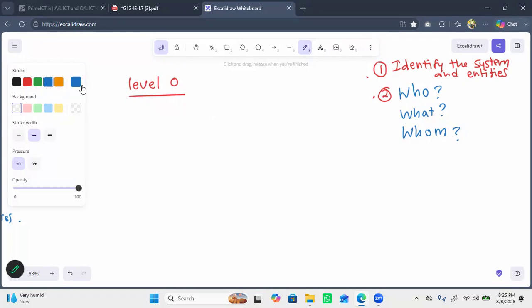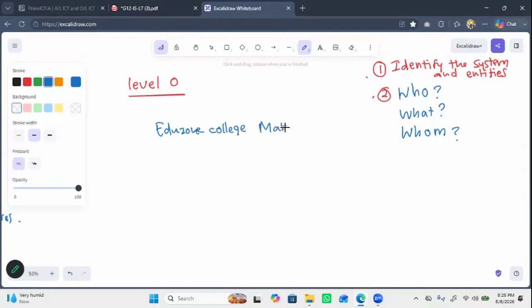For an example, kids, Eduzone College, you know, it is a business organization. If your question mentions like this: Eduzone College makes online sessions through EduzoneCollege.lk. Okay, tell me what is the system here?